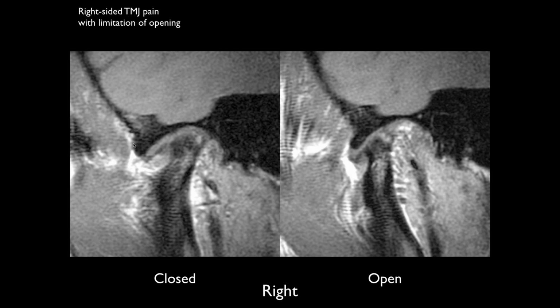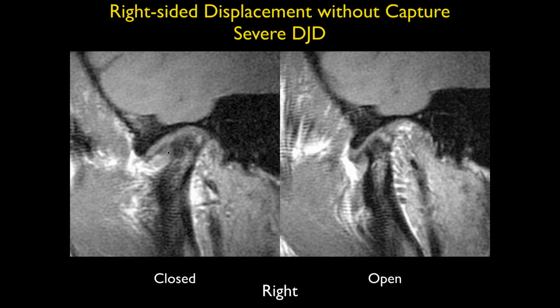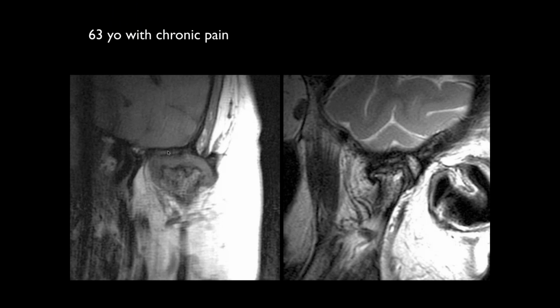Right. And what about the arcuate eminence? It's very abnormal. It should be more of a. Yeah. So what's happened here is you've got degenerative disease of the head, chronic anterior displacement of the disc, and you've got remodeling of the arcuate eminence here from bone-on-bone articulation. So this is a very degenerative, abnormal TMJ.